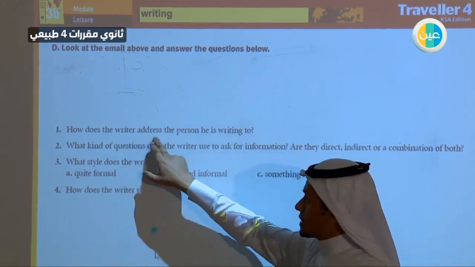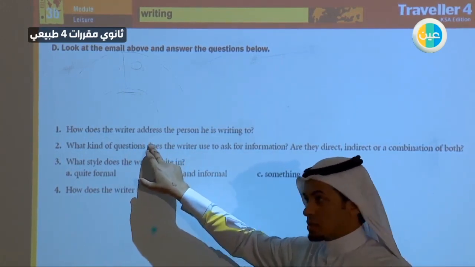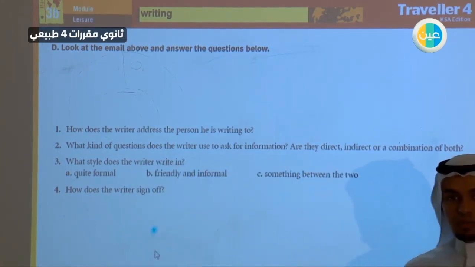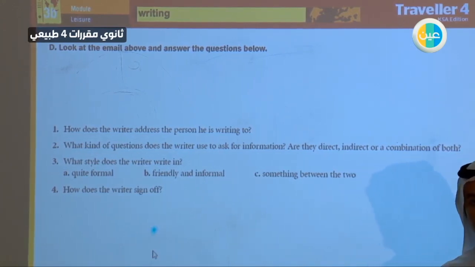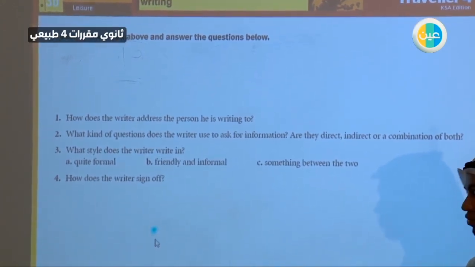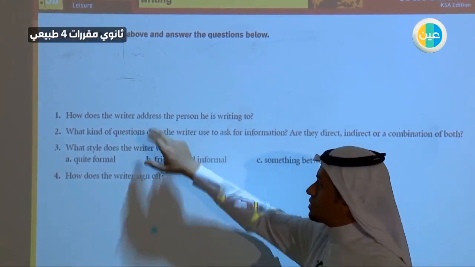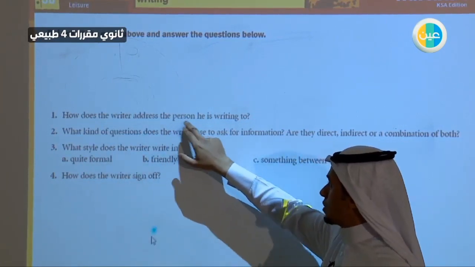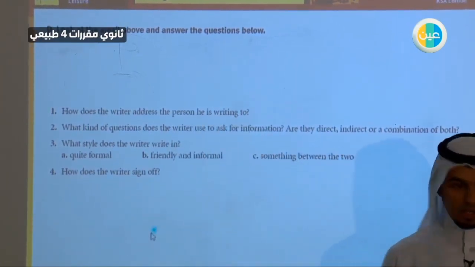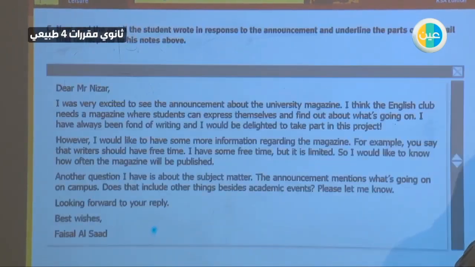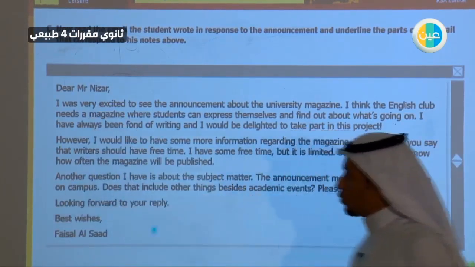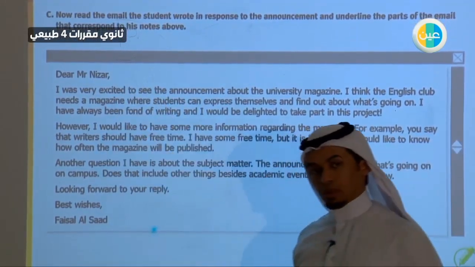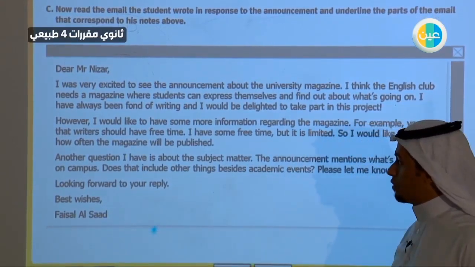How does the writer address? Address, not address. Address is a different meaning, which is the location of a place, like a house or a school. But address here is a verb. How does the writer address the person he is writing to? How did he do that? He said, Dear Mr. Nizar, which is formal. This is a formal or official way of writing to someone.